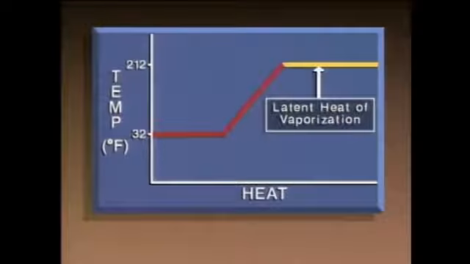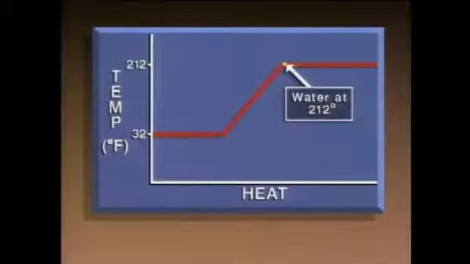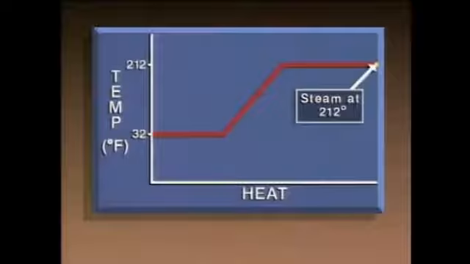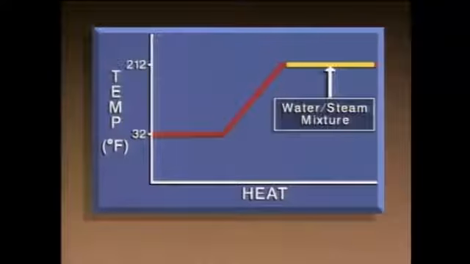This horizontal line represents the latent heat of vaporization. The latent heat of vaporization is the amount of heat required to vaporize a substance without a change in temperature or pressure. This point represents water at 212 degrees, and this point represents steam at 212 degrees. So the line between these points represents a water-steam mixture.